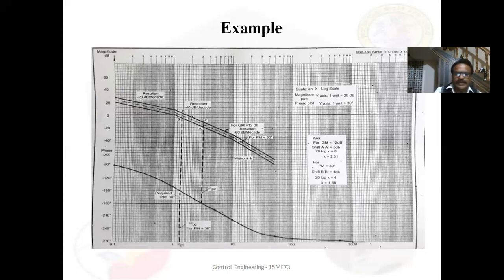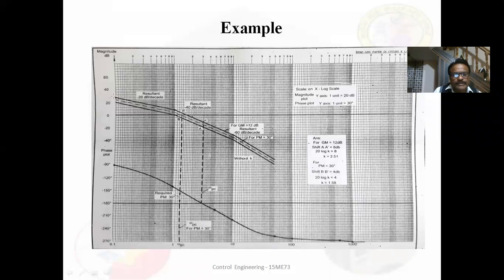Okay, now here it is the similar sheet. X-axis is log omega. It is a non-linear scale, so that we can accommodate the large frequency range. Y-axis is a linear scale. So for the magnitude plot, the y-axis is magnitude, in decibel. Now you take the 0 dB line. So the initial magnitude is 20 dB.